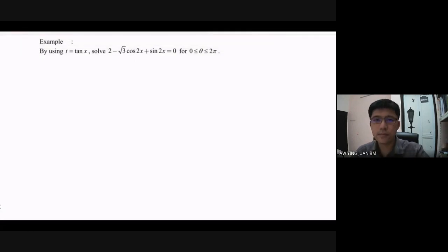Using t equals tangent x, solve 2 minus square root of cos 2x plus sin 2x equals 0 for the angle 0 until 2 pi. So now I'm going to use the t substitution method to solve the problem. As we all know, the question asks us to use t equals tangent x. So my suggestion is using the double angle, where we have tangent 2x equals 2 tangent x over 1 minus tangent squared x.